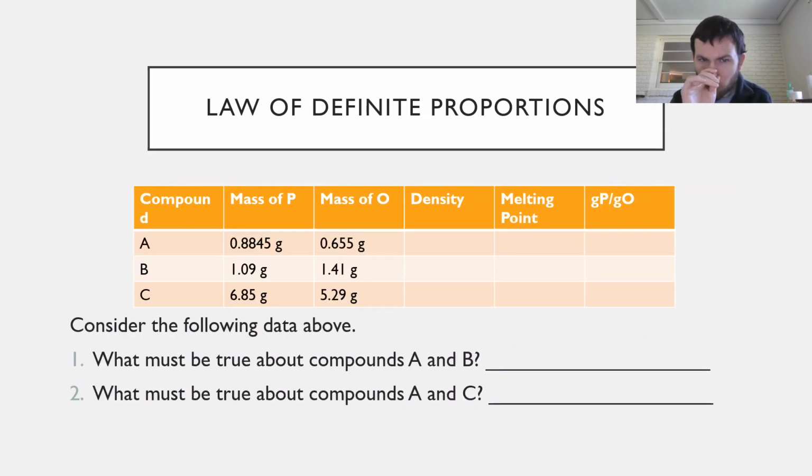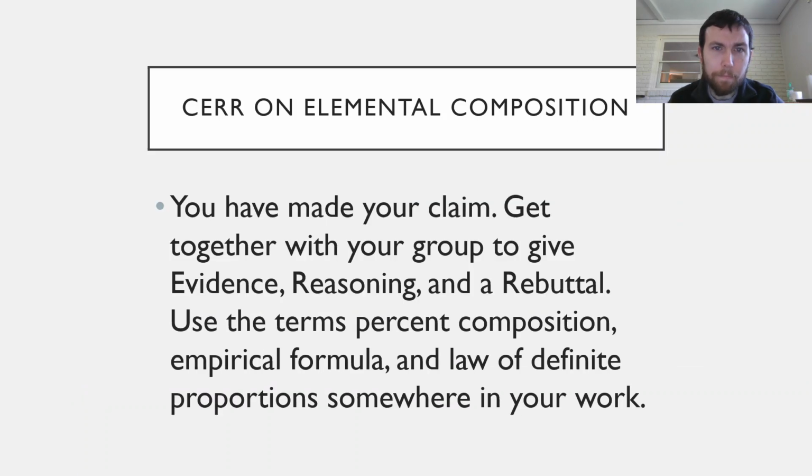Now here, just some questions for you guys to consider. They give you the masses of P and O respectively, and what statements can we make about what's true of compound A and compound B, and what's true of compound A and compound C? Take a look at that. Use that claim, evidence, reasoning, and rebuttal to help you come up with your answers.